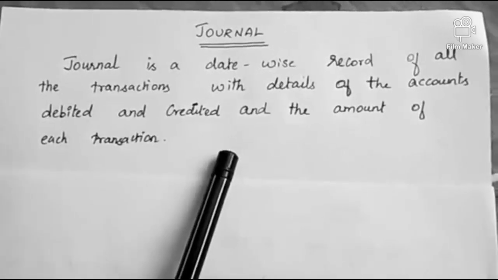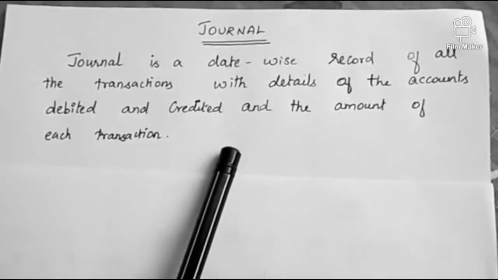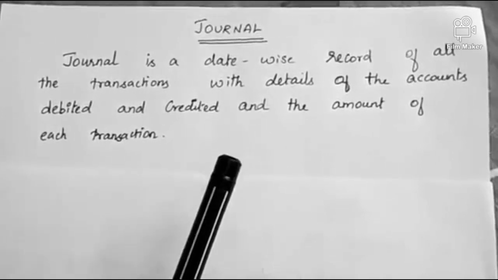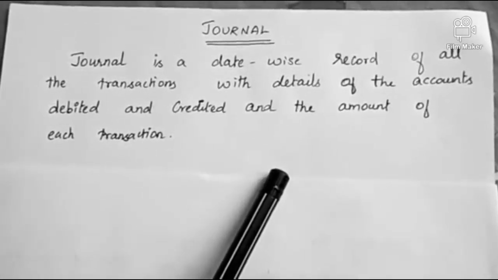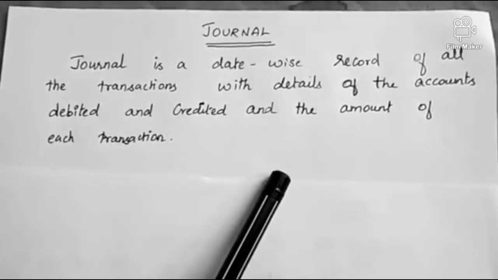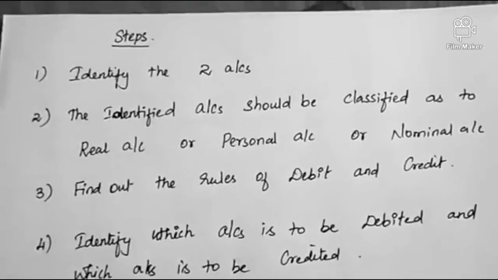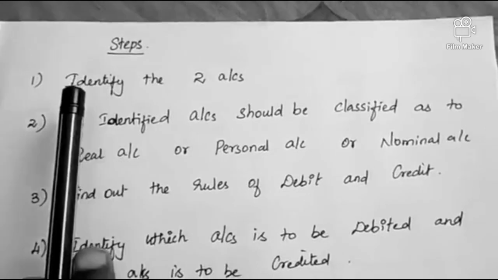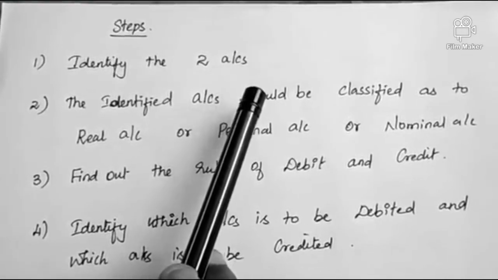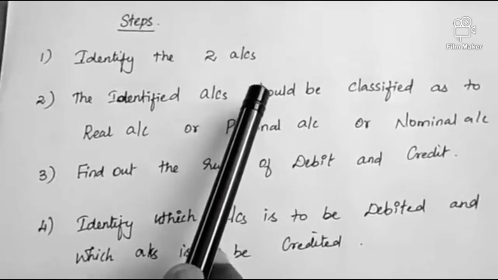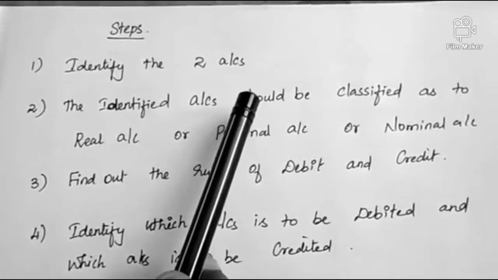In order to make a proper journal entry in a systematic manner, you need to follow a few steps. I am going to explain 4 steps, with which you will have a clear-cut idea about how to make a journal entry. The first step is to identify the two accounts. I told you for a journal you need to have two accounts, one account for debit and the second account for credit.